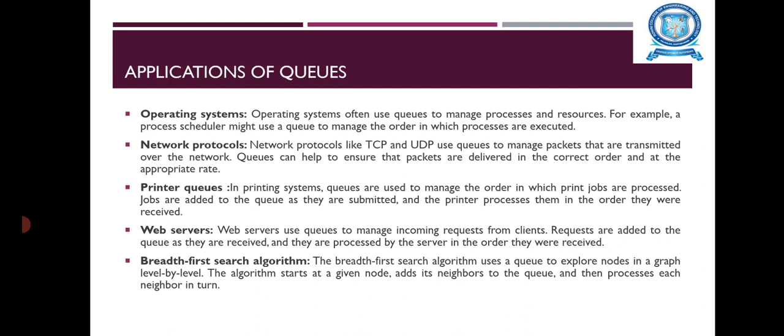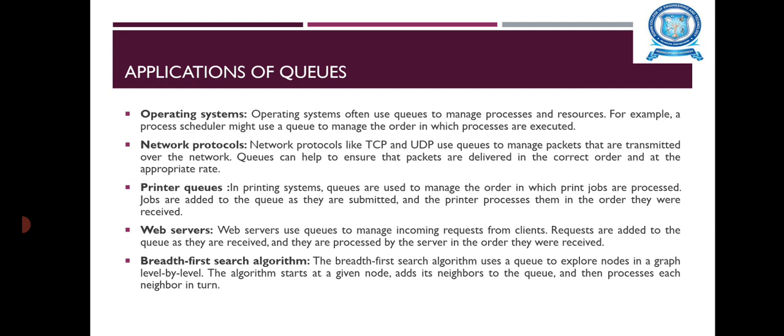The next one is the printer queue. In the printing system, queues are used to manage the order in which print jobs are processed. Jobs are added to the queue as they are submitted, and the printer processes them in the order they were received. The next one is web servers.